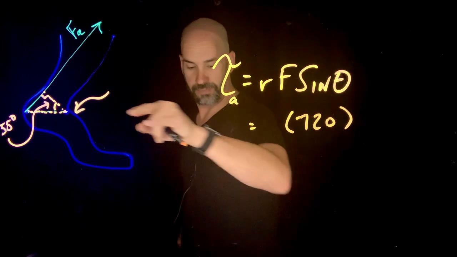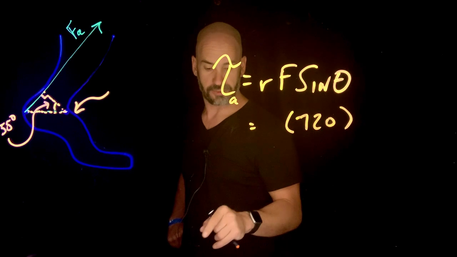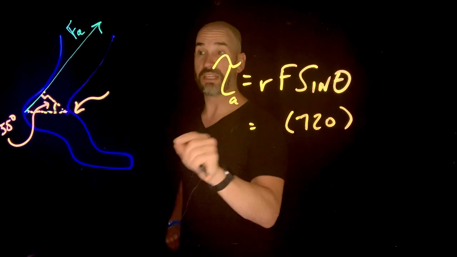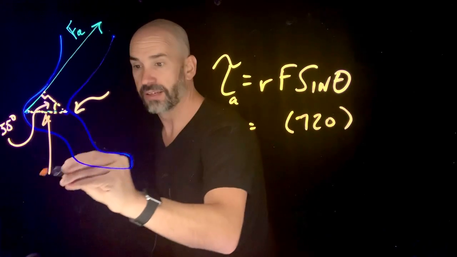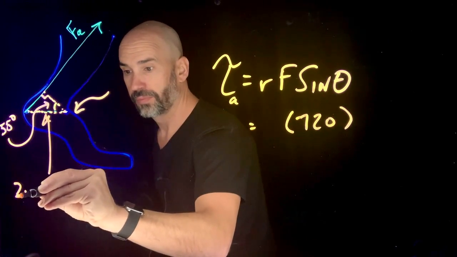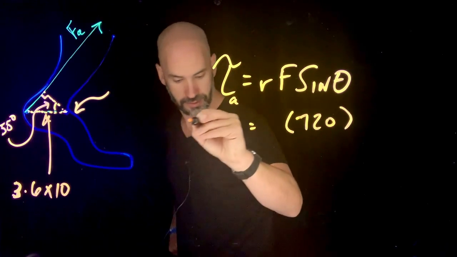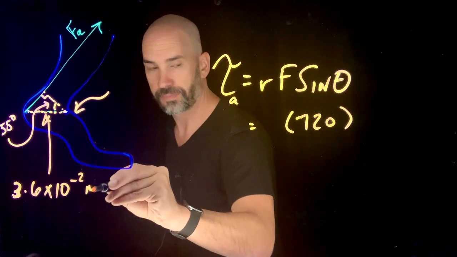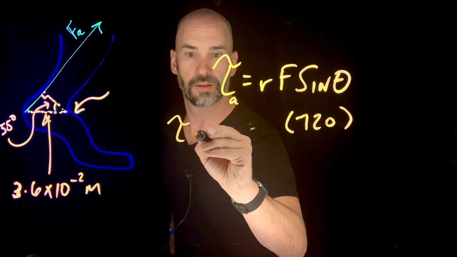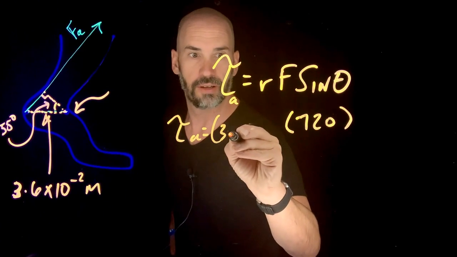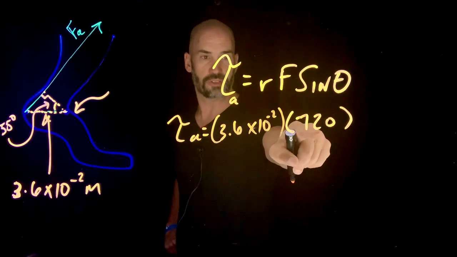Okay? And it says that the ankle joint, this distance right here, is located about 3.6 times 10 to the minus 2 meters from where the force is applied. So this distance right here is 3.6 times 10 to the minus 2 meters. Awesome. Okay, so torque is going to be 3.6 times 10 to the minus 2 meters times 720, which is the force, times sine of the angle, right?